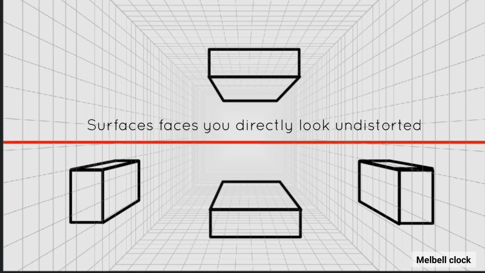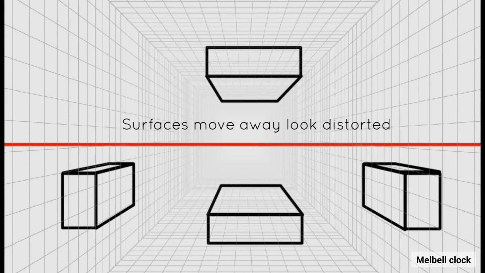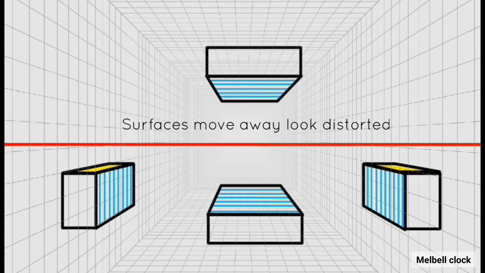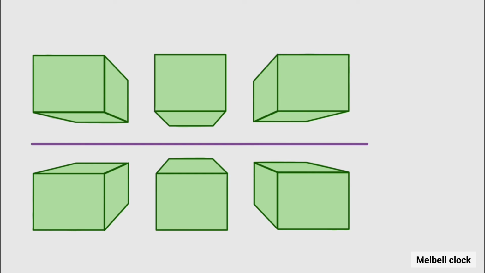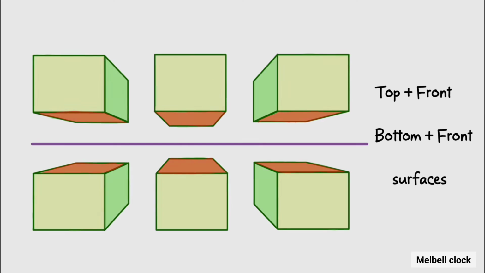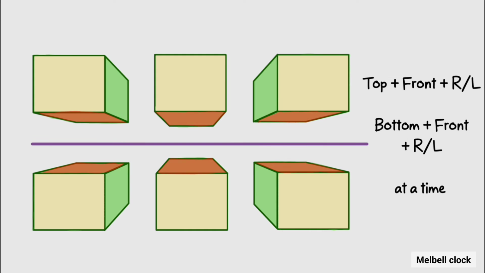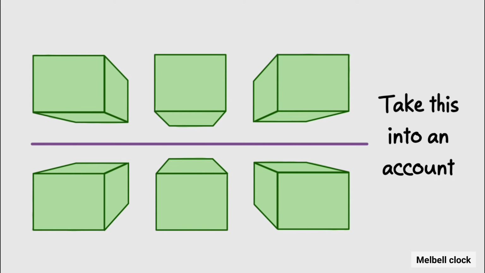Surfaces facing you directly look undistorted, while the surfaces that move away from you look distorted. In one point perspective, when you draw cubes, whether above or below the horizon line, you see top and bottom surfaces along with the front surface. And along with the top, bottom, and front surfaces, you see either the right or left surface at a time. Take this into account.